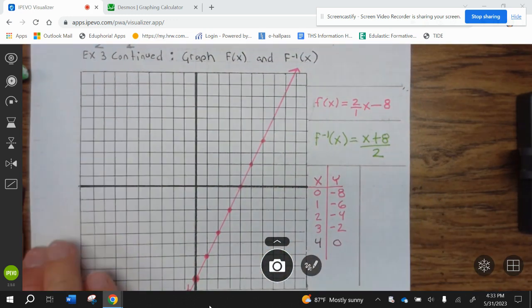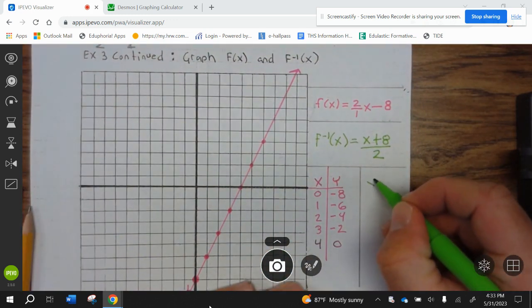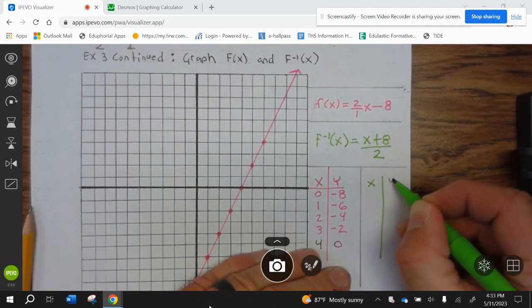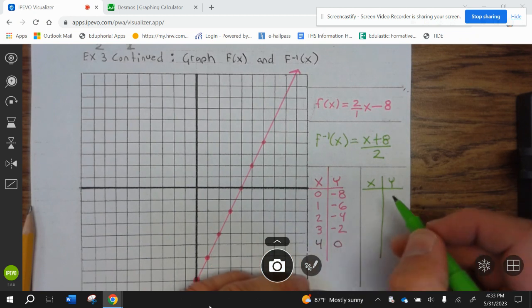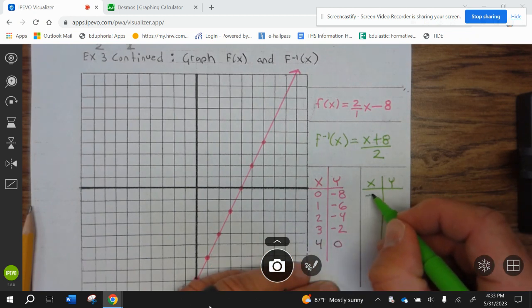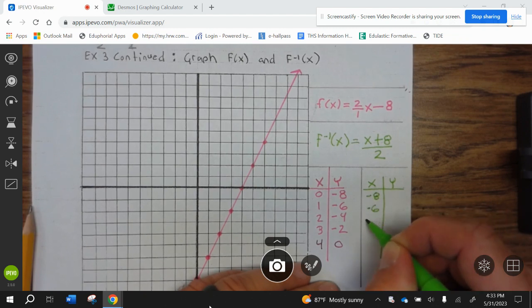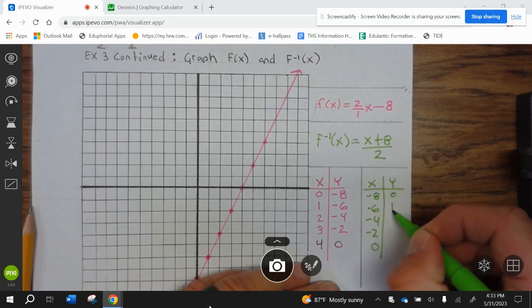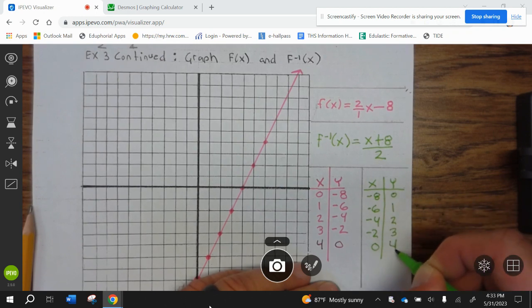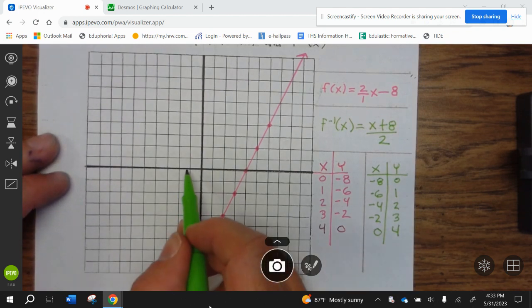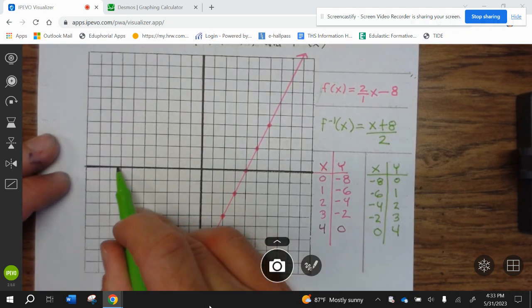Now for the inverse, real simple. All we have to do is switch these values. So this becomes negative 8, negative 6, negative 4, negative 2, 0, and this becomes 0, 1, 2, 3, 4. Okay, so let's go ahead and graph those points. So negative 8, 0, 1, 2, 3, 4, 5, 6, 7, 8.